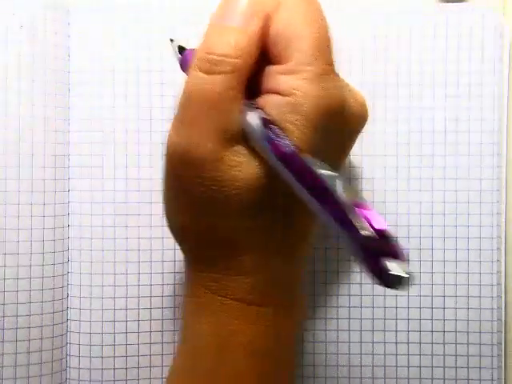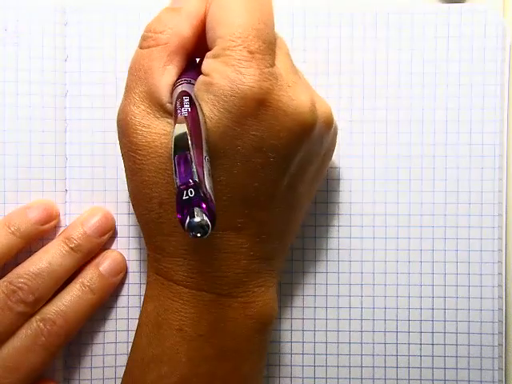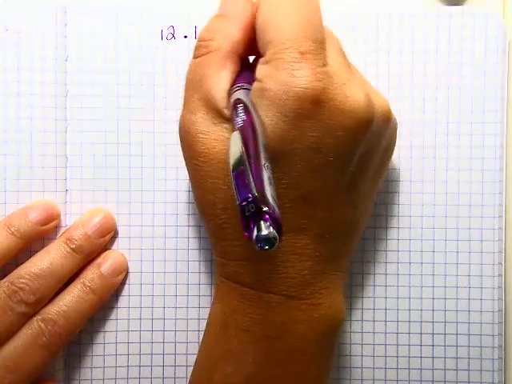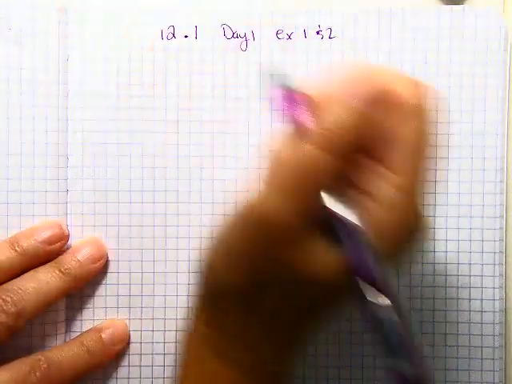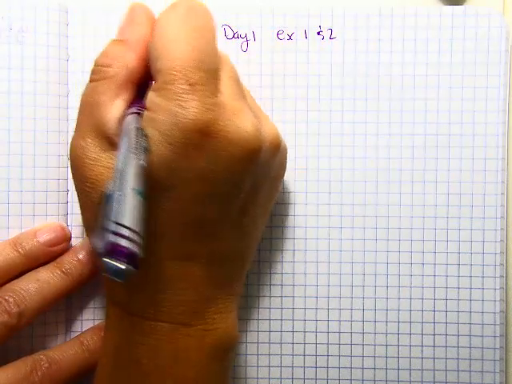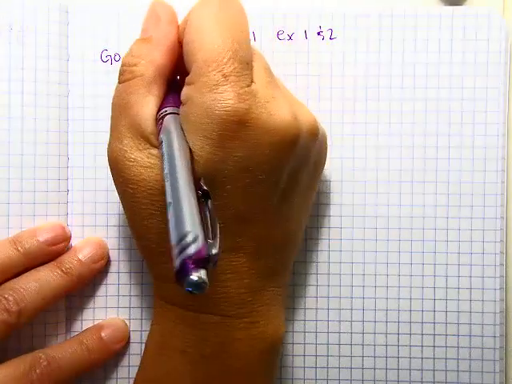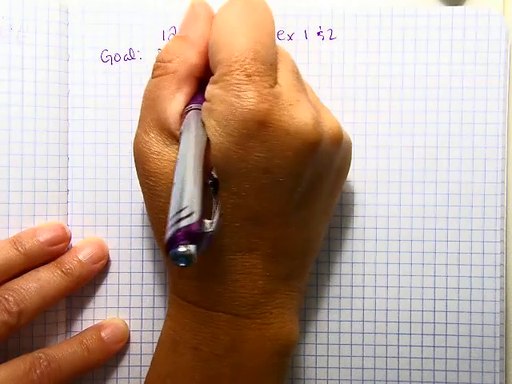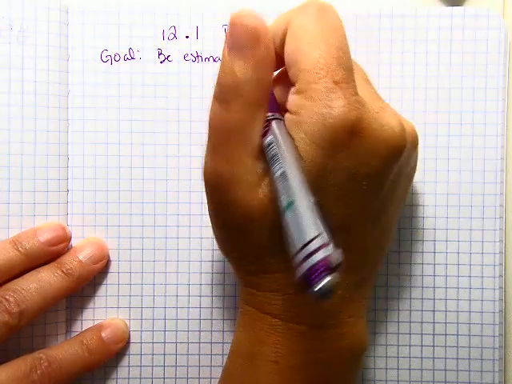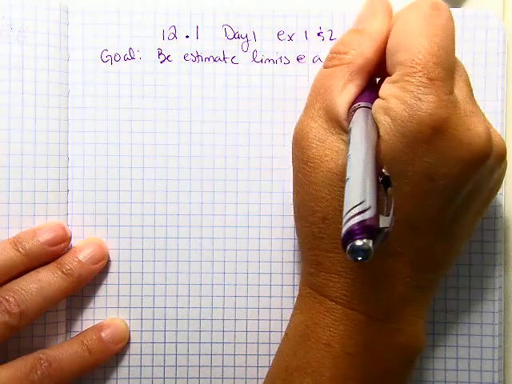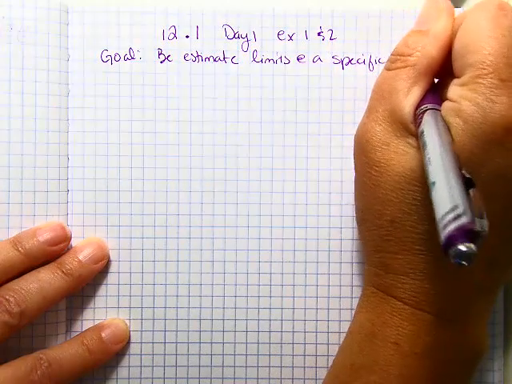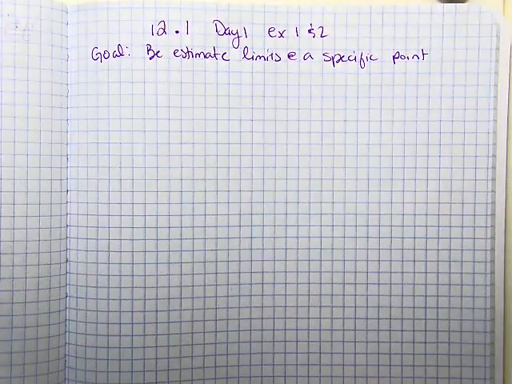This is our final chapter, and we're going back to the very beginning. We are going to chapter 12. We're doing 12.1, day 1, and we're covering examples 1 and 2. Our goal is that you will be able to estimate limits at a specific point. And hopefully you remember what we did back in chapter 1. But if not, we're going to take it slow and go through that.